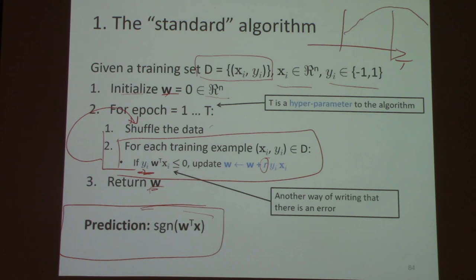Alright, I'll stop right now. We'll continue in the next lecture with variants of Perceptron, and hopefully we'll get to another online algorithm called the Winnow.